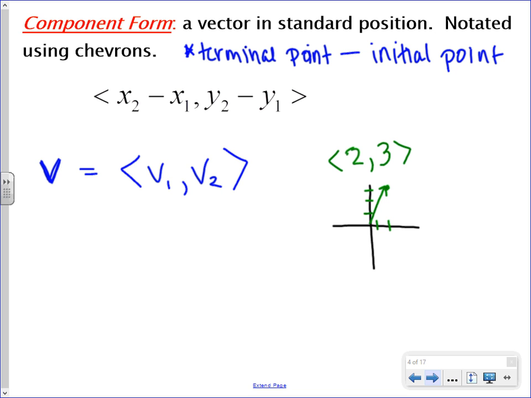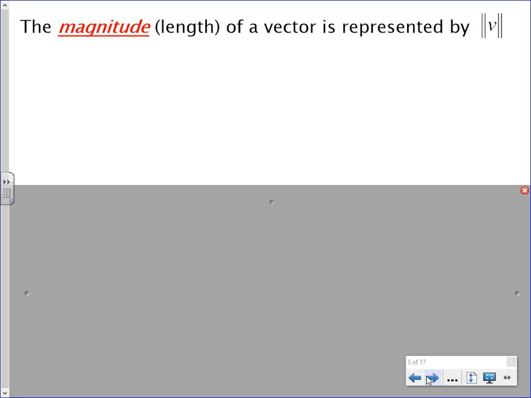All right. Vectors have magnitude and direction. Magnitude is very straightforward. Magnitude refers to the length of a vector. So what I want you to do, first of all, when you see double absolute value bars, that is referring to the magnitude of the vector.